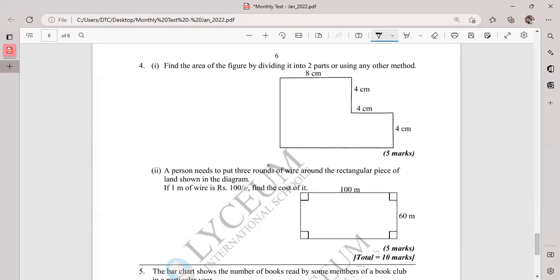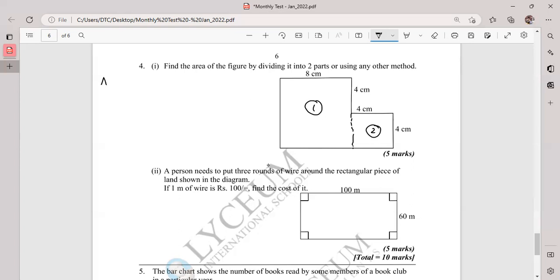Sometimes you can segregate the compound shape like this, and then you have number 1 and number 2. That is one method. Or else you can do it in another way. Either way you can do that. Then you can divide it like this. Then this will be the first part and this will be the second part. Whatever it is, you can do it as it is.